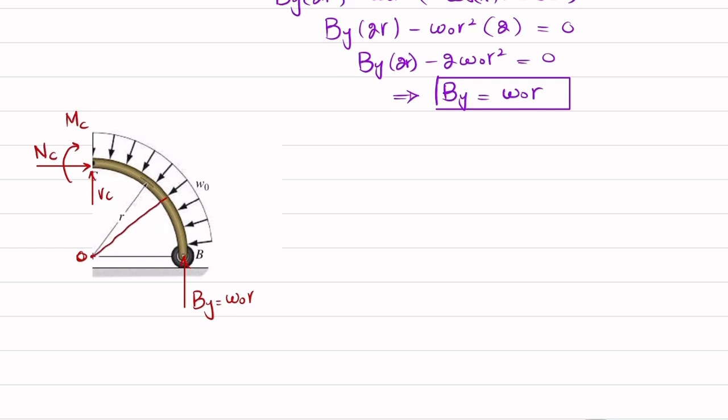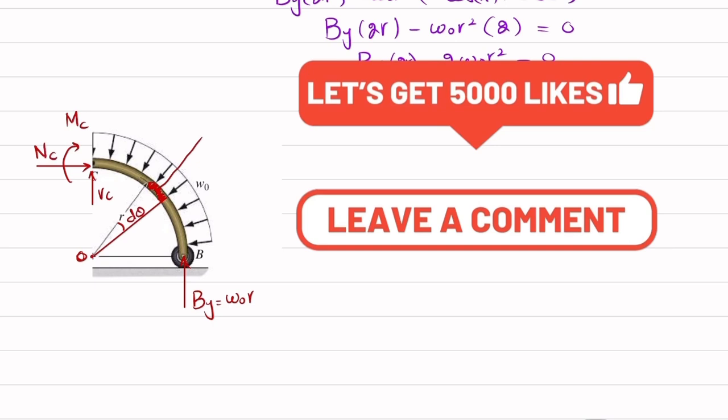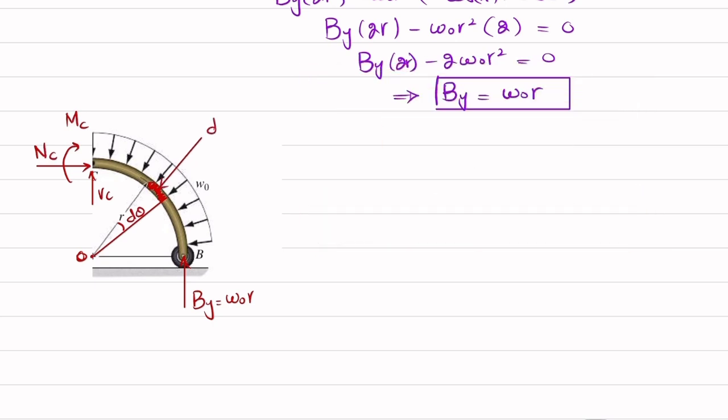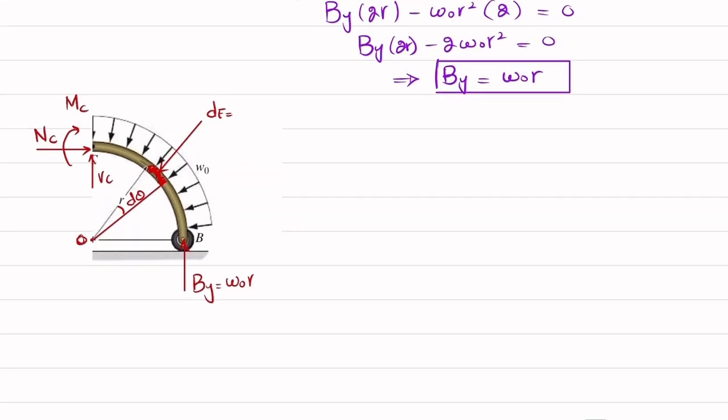So we will take a differential element. This will be equal to d theta. This differential element will have a differential force which will be perpendicular to this, and this dF will be equal to w naught r into d theta. And again you can see the total angle is theta. So this will also have two components. One is this one, another one is this one.